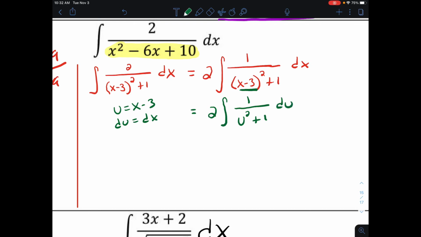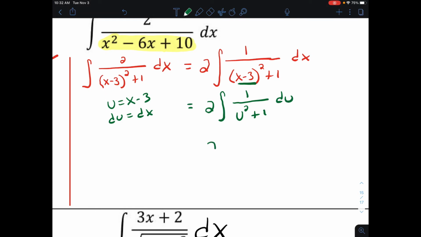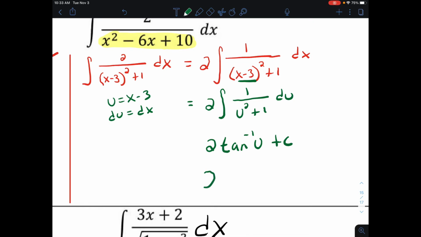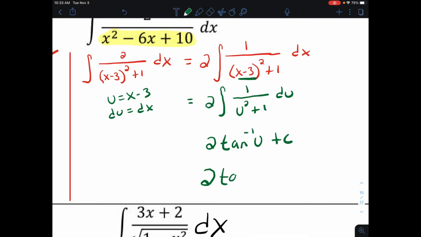Well, 1 over u squared plus 1, that is in the form as the derivative of inverse tangent. So we have 2 times inverse tangent of u plus c, and then we're going to resubstitute in for u. And so our answer for this antiderivative would be 2 times inverse tangent of x minus 3 plus c.